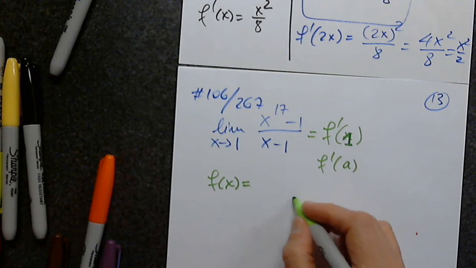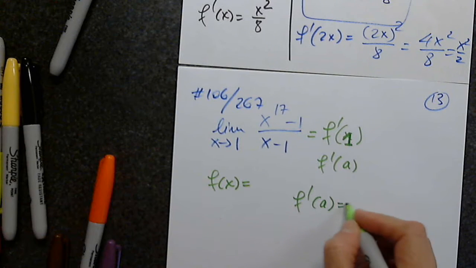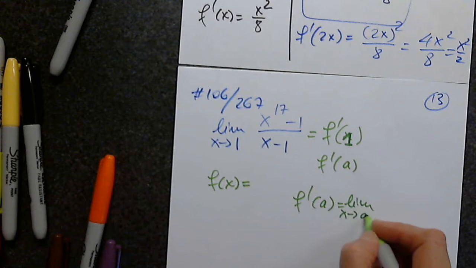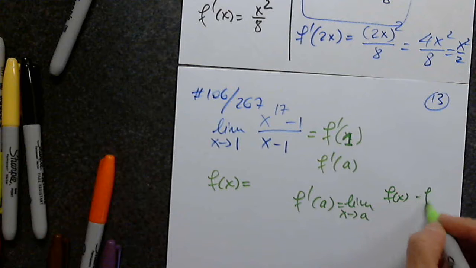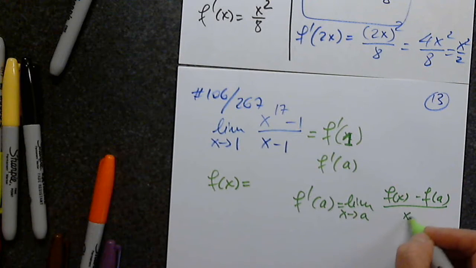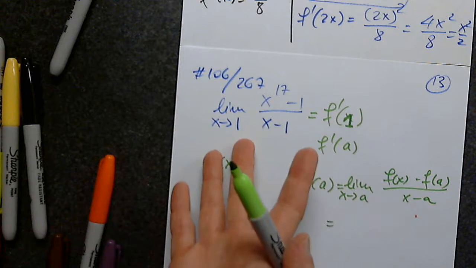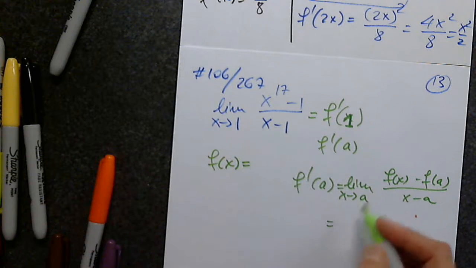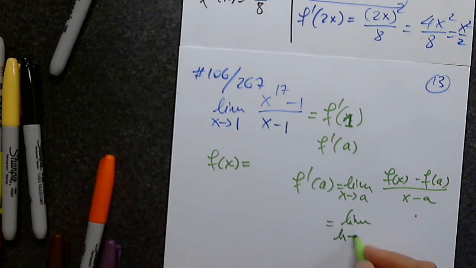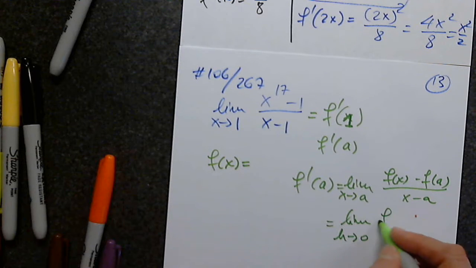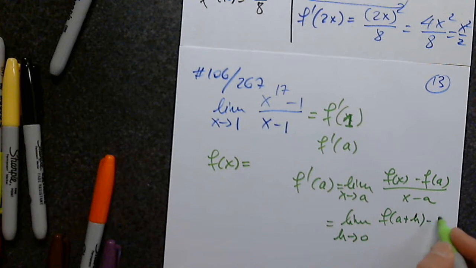Okay, let me refresh your memory. F prime of a is the limit as x approaches a of f of x minus f of a divided by x minus a. We also have the other form, with h approaching 0 of f of a plus h minus f of a divided by h. But this is not the case because it says x approaches.